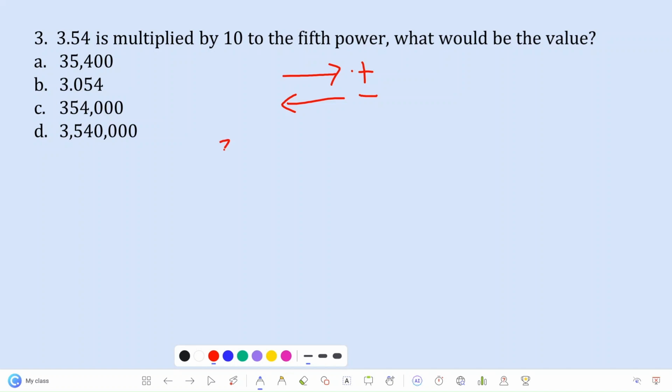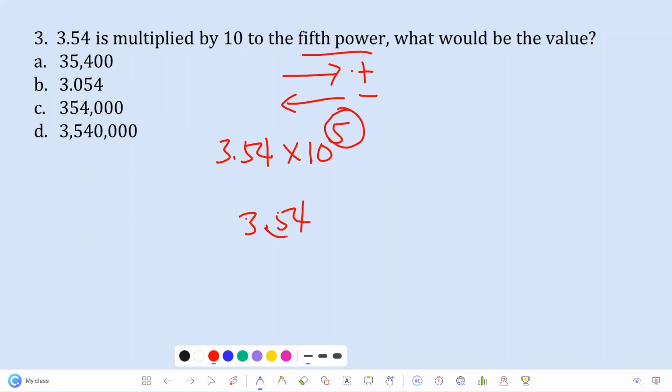So, we have here 3.54 times 10 to the fifth power. Ang ibig po sabihin nito, i-move nyo ang decimal place 5 places to the right kasi positive siya at 5 places. So, magmumula tayo dito. So, we have here 3.54. So, we will move the decimal place 5 places to the right dahil 5 ang power mo dito.